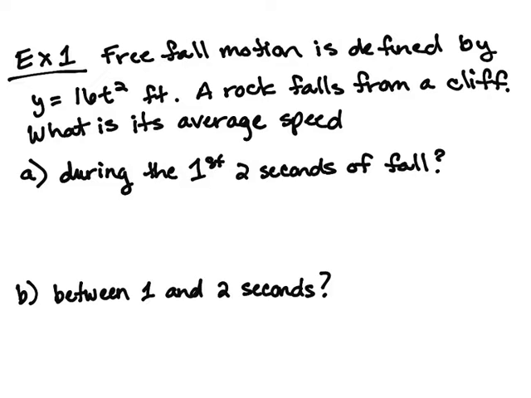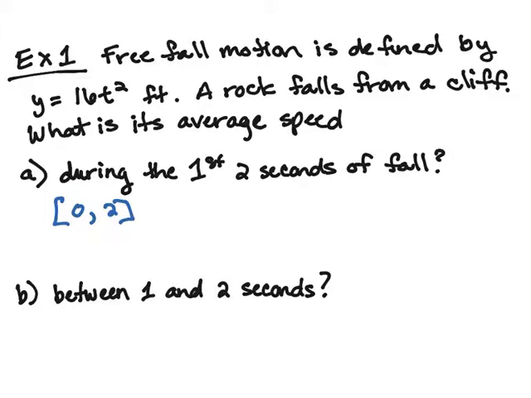Okay, so let's use these formulas to do an example. I have free fall motion. The motion of my object, or my rock in this case, is defined by y equals 16 t squared feet. Okay, so that y is the height of my object after t seconds. What is its average speed during the first 2 seconds of fall? So what they're asking me to find is over the interval from t equals 0 to t equals 2.